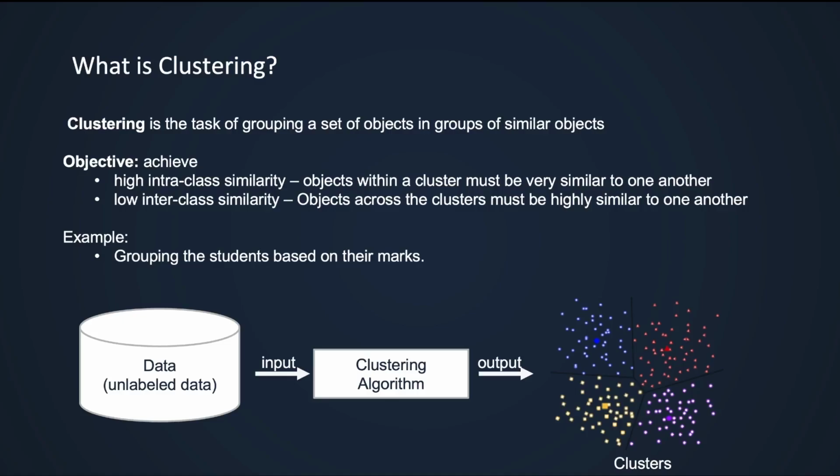For example, if the data is given to a clustering algorithm, the clustering algorithm has to group the objects within the data into several clusters or groups. In each cluster, the objects must be very close to one another. This is called high intra-class similarity. Similarly, the objects across the clusters must be distinct from one another. This is called low inter-class similarity. A classic application of clustering technique is grouping the students in a class based on their marks in various subjects.